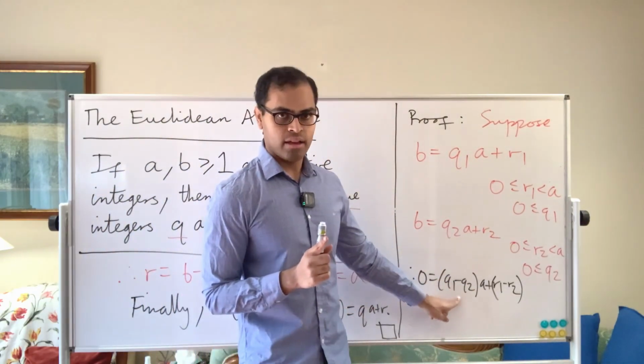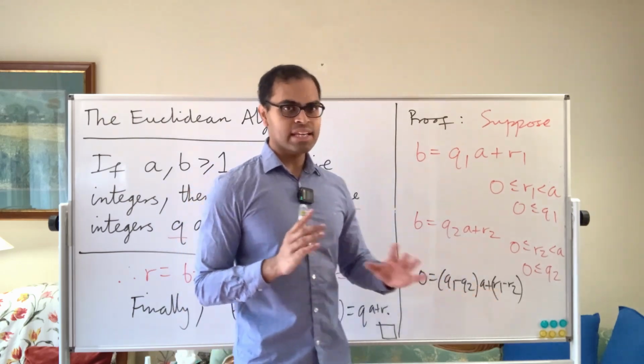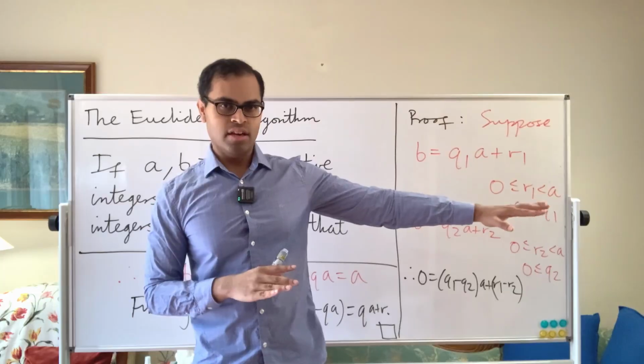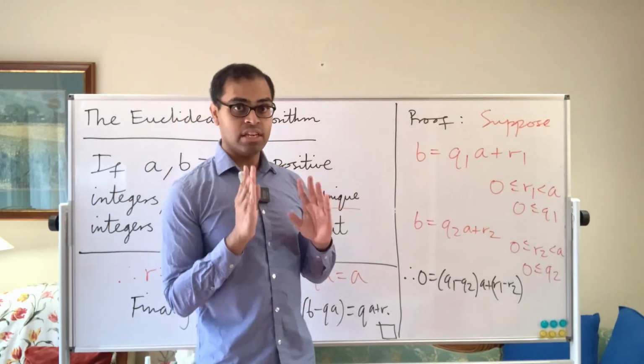It's a multiple of A. And R1 minus R2 is, as I said, not too big. It cannot go beyond A, and it cannot go less than negative A. So that basically tells us that something is fishy here.